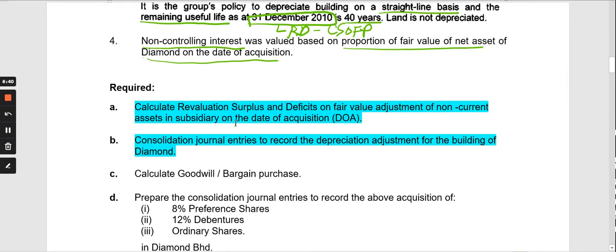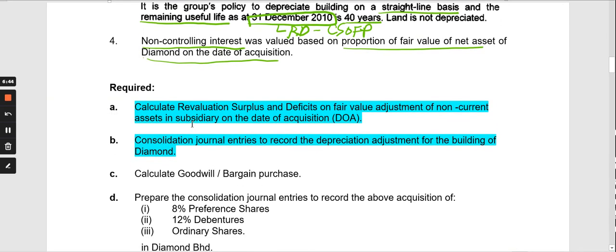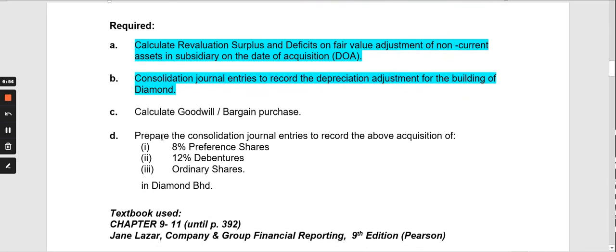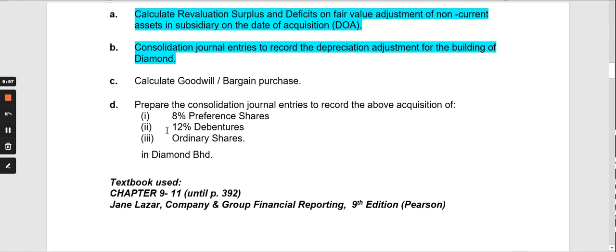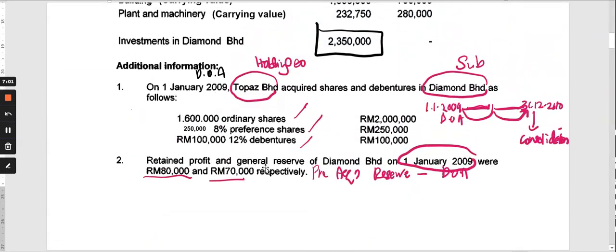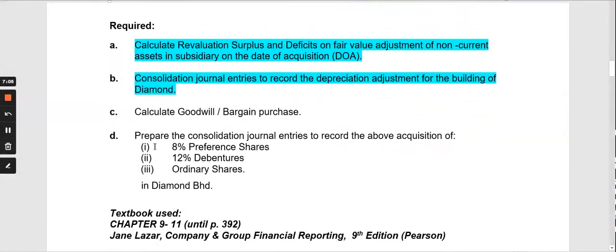And bear in mind, the land is not being depreciated, but the building will be depreciated. So you need to perform some calculation for depreciation as well. Some journal entries to record the depreciation that you calculated in A. Calculate the bargain purchase for the acquisition of the ordinary and preference shares and debentures, any goodwill or bargain purchase.